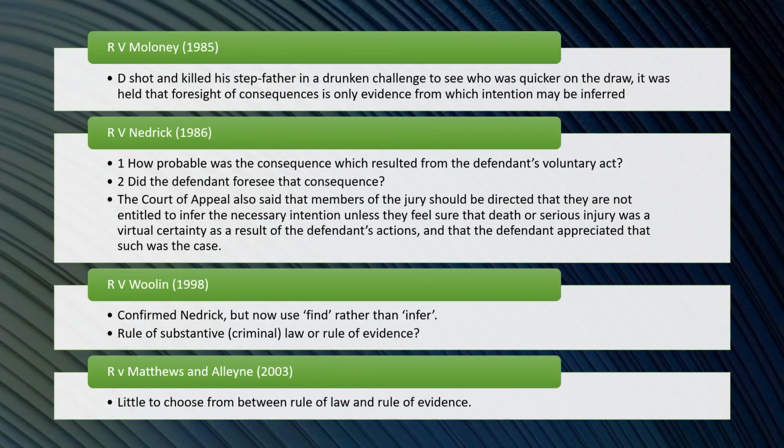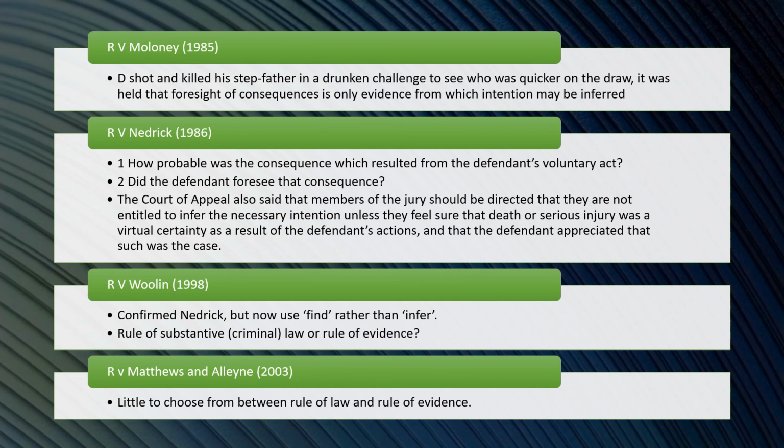So some key cases which talk about the development in Maloney. Now the defendant shot and killed his stepfather in a drunken challenge to see who was quicker on the draw, and it was held the foresighted consequences is only evidence on which intention may be inferred. In Nedrick, the test as described before is how probable was the consequence which resulted from the defendant's voluntary act, so that's the virtual certainty test, and did the defendant foresee that. Now this test was confirmed in Woollin.